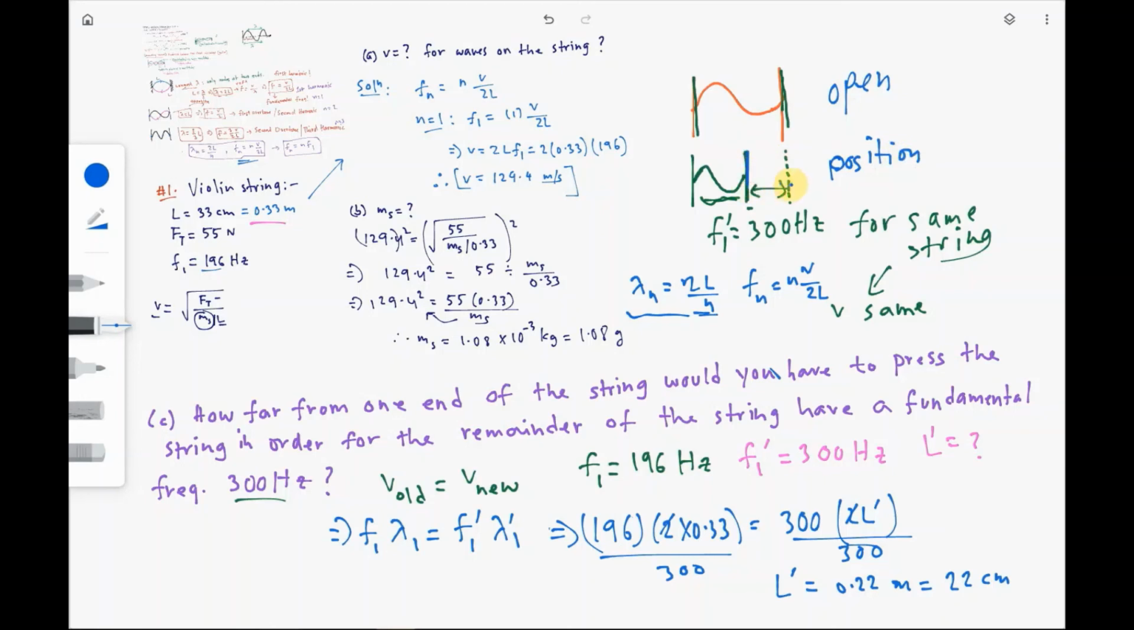All right. I hope this lecture in using standing waves to interpret musical instruments made some sense. Thank you very much.